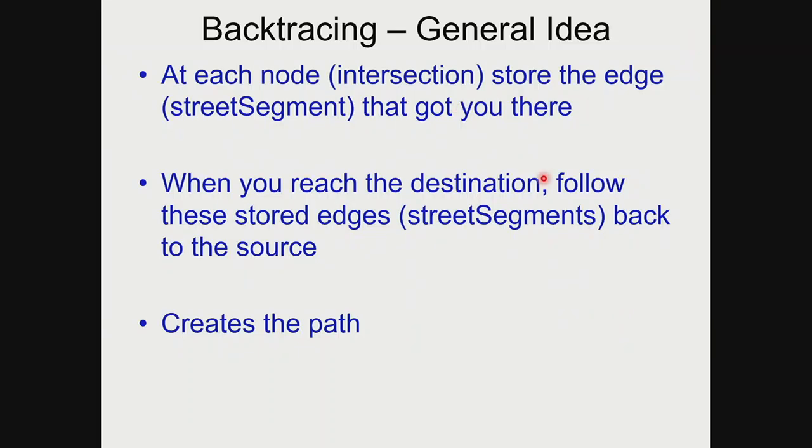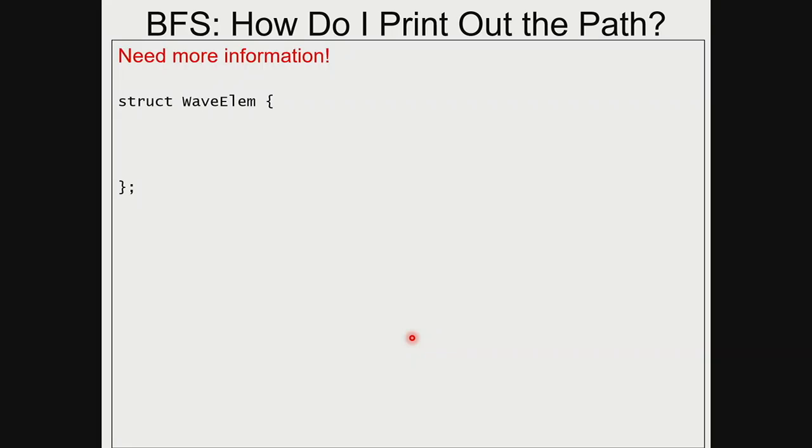When you reach the destination, because we stored all of these edges, we follow these stored edges, backtracing, starting from the destination back to the source, and store all of the edges in that path. That means we found the path that got us there. And this creates the whole path that we will return. Okay, so how do I print out the path? In order to do this, we will have to add additional data structure to the algorithm that we just saw.